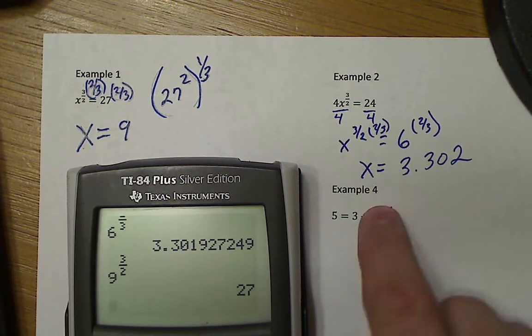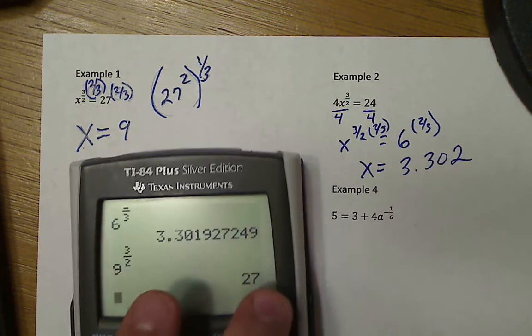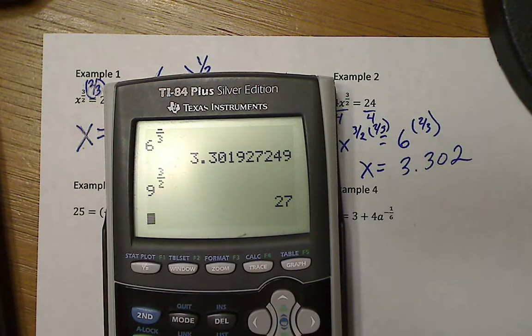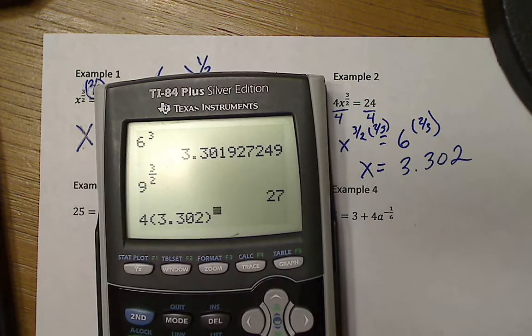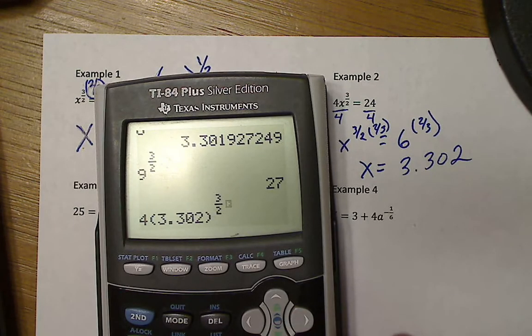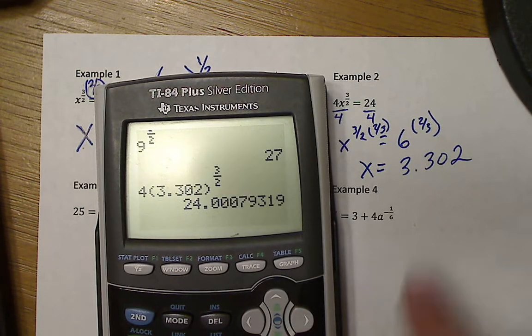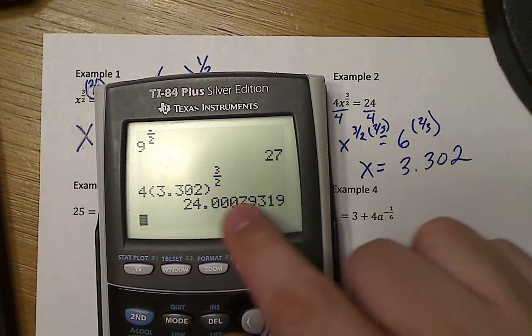Okay. Now, on these, you have to be very careful, and there are a couple of ways you can do this to make sure the answer you get works. I could do 4 times 3.302 raised to the 3 halves again. And I should get really close to 24, which in this case I do. If you do 3 decimals, you should be very, very close to what this is.